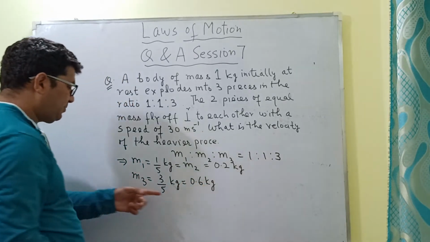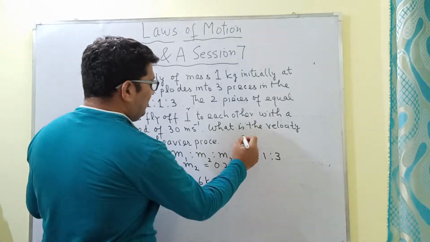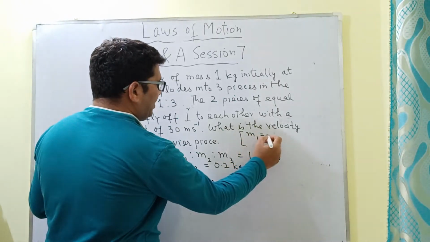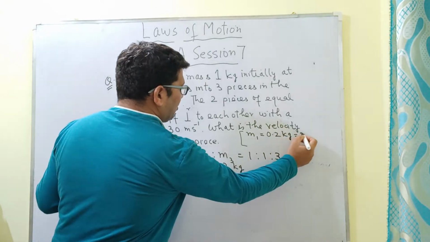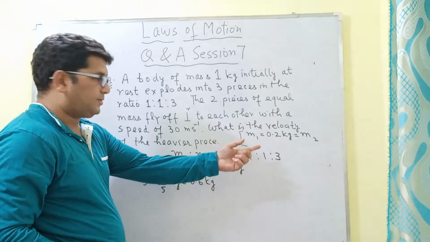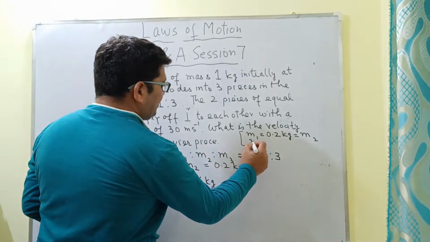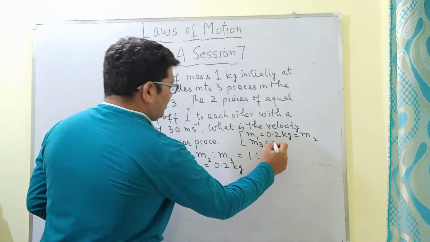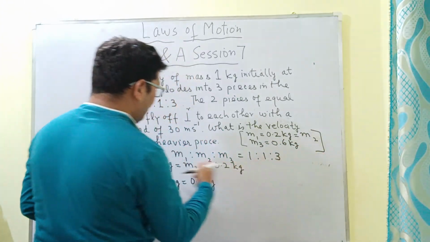Okay, so we have these three. So I will just write it here now. The mass of m1 is equal to 0.2 kg, and this is also equal to the mass of the second piece which I have depicted as m2, and the mass of the third piece, which is the heavier piece, will be 0.6 kg, which we have just calculated from here.